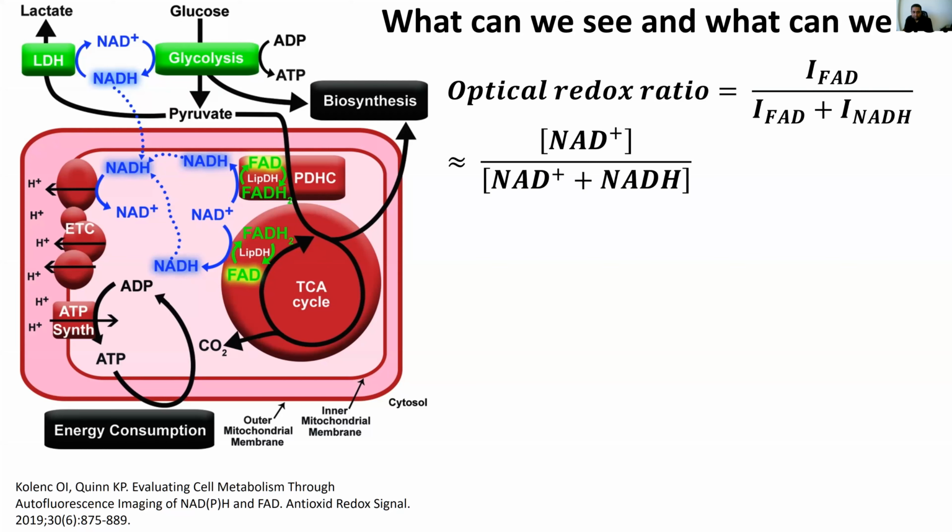There are different people who define it differently. Some people define it as FAD by NADH only. Some people define it as NADH by FAD. So you have to look at it carefully if you are comparing paper to paper. But the idea was, okay, if we can do this, can we actually correlate it with the actual concentration of NAD plus by NADH, which is known to be a metabolic index?